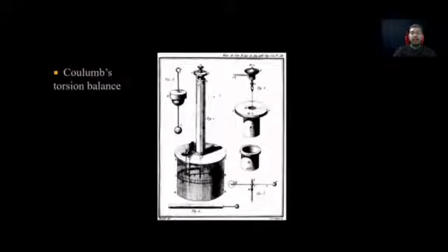As you can see here, this is the Coulomb torsion balance that Charles Augustin de Coulomb used for this experiment. And that's all from me, and my friend will continue a little bit about the background of the theory and the conclusion. Thank you.